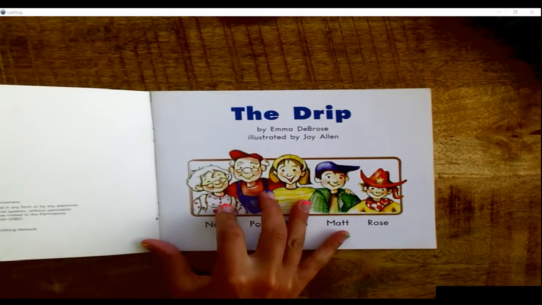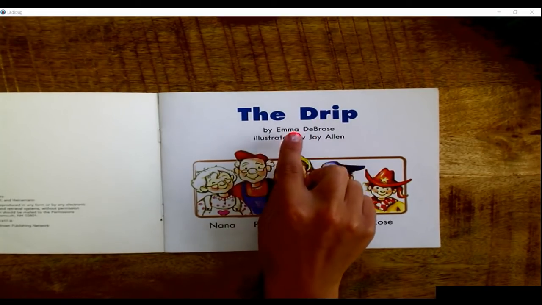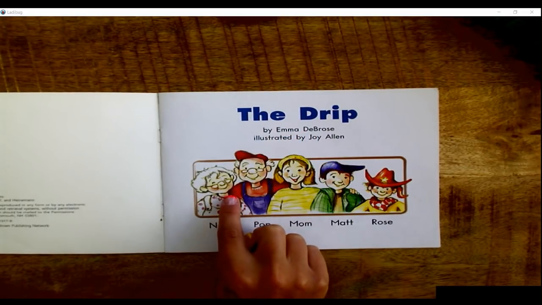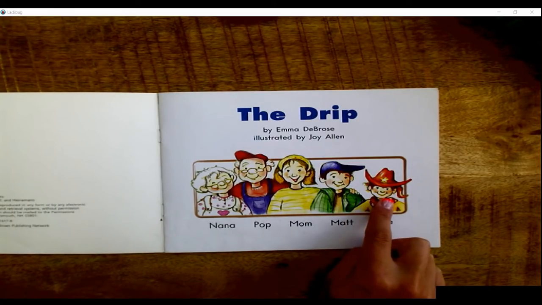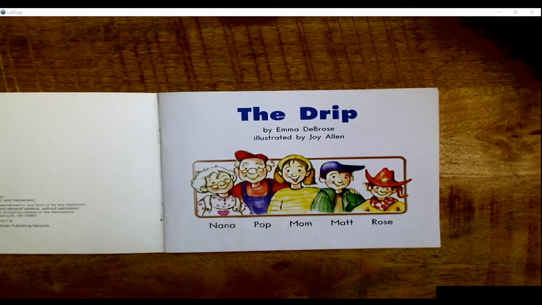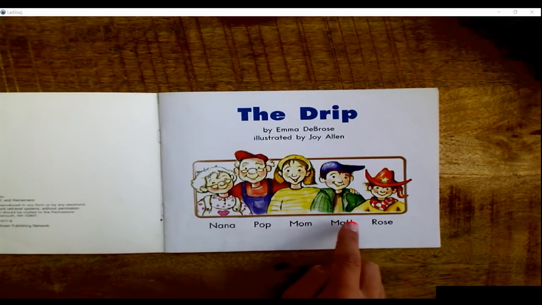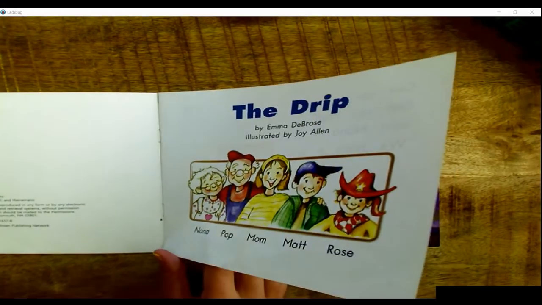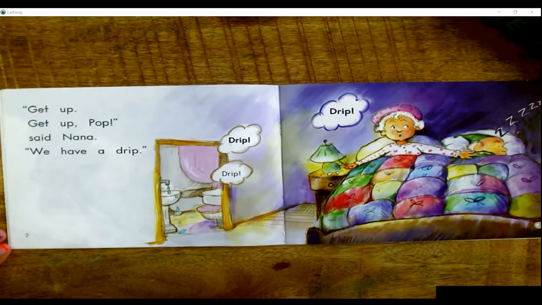I'm going to turn to the title page. And on the title page, as you know, we have our title, The Drip, the author and the illustrator. And on this title page, we are introduced to some of the characters. Now, this book is from a series, which means these characters are a part of many stories. But we may just see a few of them in our story. Let's see which ones they are. Our choices will be Nana, Pop, Mom, Matt, and Rose. Let's see which characters we're introduced to in the beginning of our story. Remember, the beginning of the story is often when we're introduced to the problem as well.